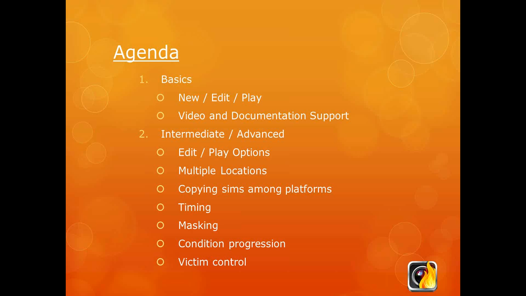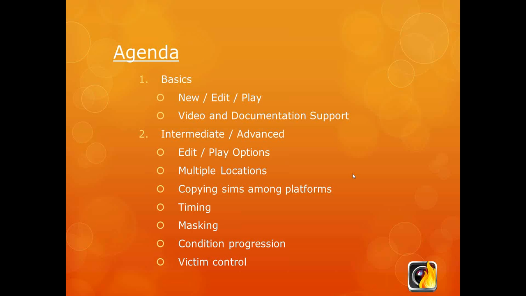So after the basics, after we get through just how you create something fairly simple and where you can get support to learn how to use the program more, then we can mention a couple of the more intermediate advanced options: things that are available when you're editing scenarios, things available when you're playing them, things like multiple locations, copying sims among the different platforms, as Paul had mentioned, from mobile to desktop or desktop to desktop, timing, masking, condition progression, victim control, and we're going to suggest where you can find out more about this. I'll show some of that information so you can see it in action, but in our time right now we're really trying to focus on the essentials to get you started.